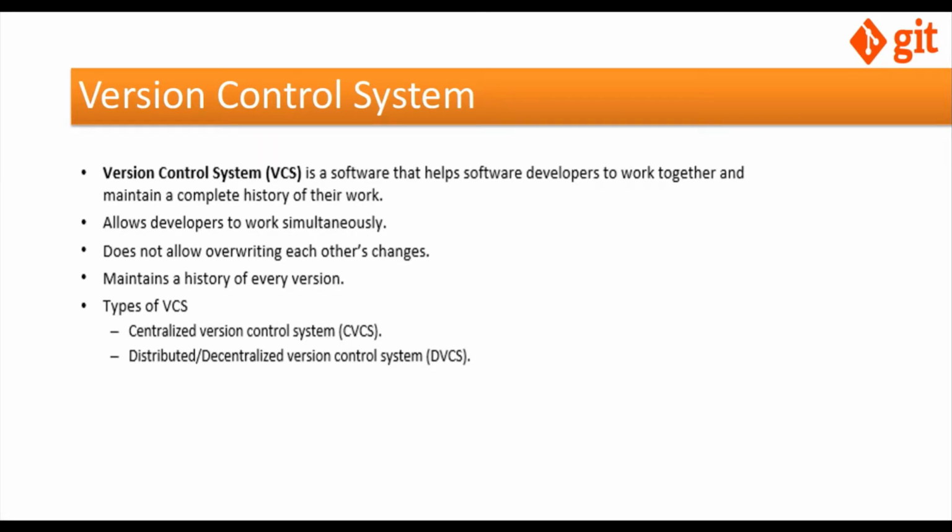The version control system, VCS, is software that helps software developers work together and maintain a complete history of their work. It allows developers to work seamlessly, does not allow overwriting each other's changes, and maintains a history of every version. Types of VCS: we have the centralized version control system, CVCS, and the distributed, decentralized version control system, DVCS.